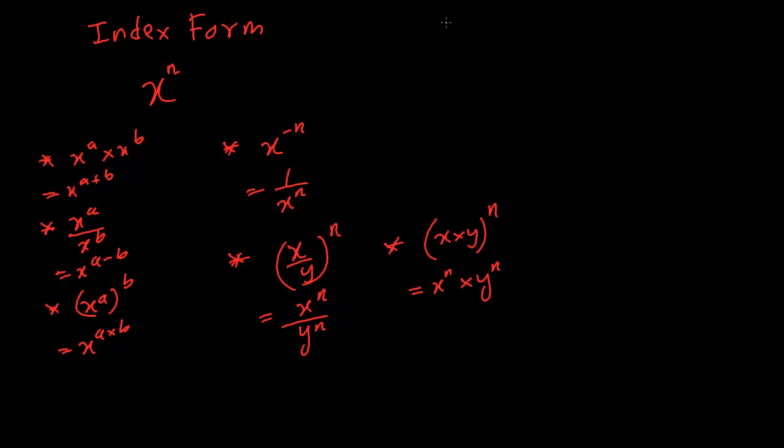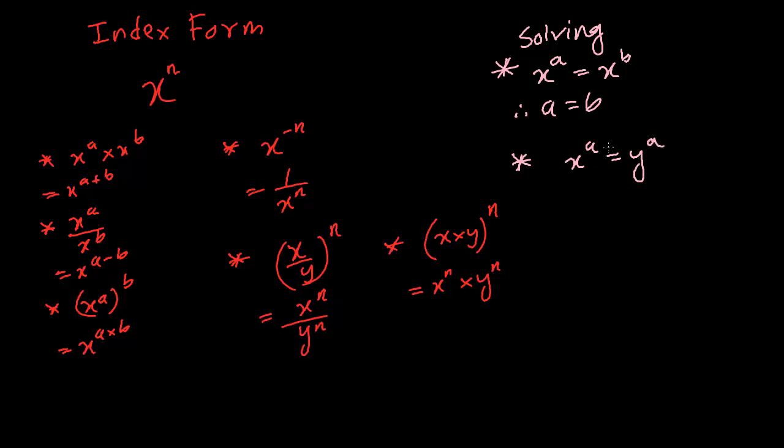Now there are certain rules by which we can solve an equation. For example, when we have an equation where we have two indices, x to the power a equals x to the power b, since the bases are equal, we can just write a equals b. So this is a rule for solving any equation using the index form. Another rule would be when we have x to the power a equals y to the power a. Since the indices are equal, we can just write that the bases are also equal. And finally, when we have, suppose, x to the power a equals another number b and we want to find the base, in that case, we send the index to the other side as a reciprocal. It would be b to the power 1 by a.